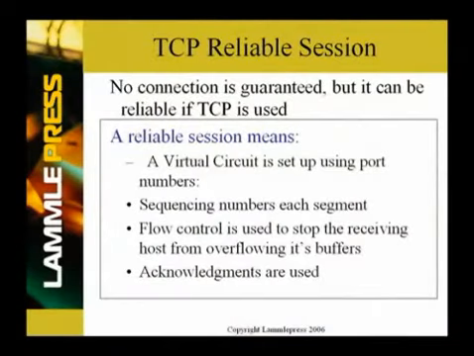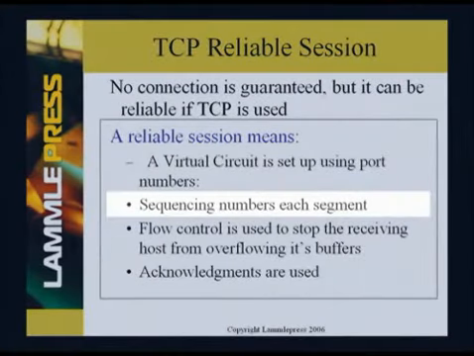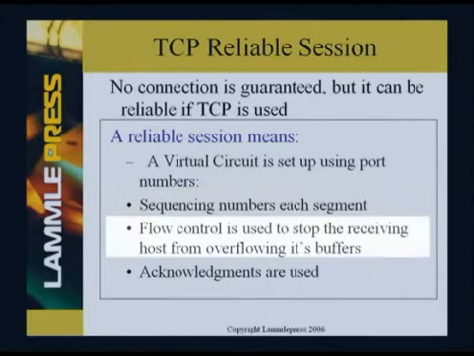So let's talk about a reliable session again, or a virtual circuit. To have a virtual circuit, this means we're going to sequence each segment. So we're going to pull segments of data off from the data stream and sequence them, number them, so we can put that data stream back together again. We will have a flow control mechanism to help control the speed from the receiver to the transmitting device.